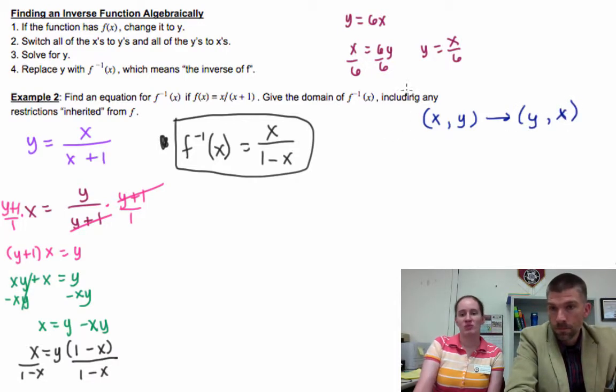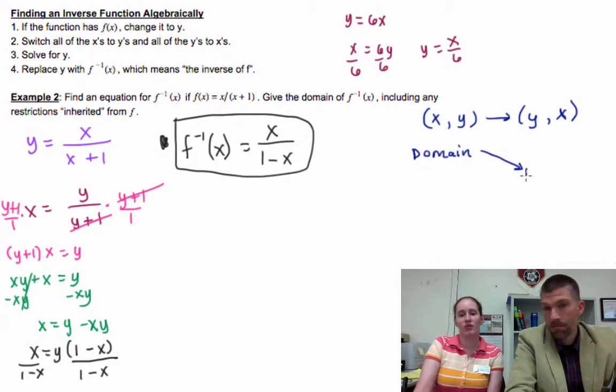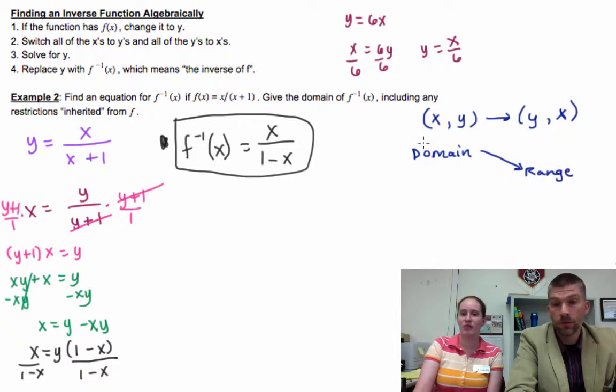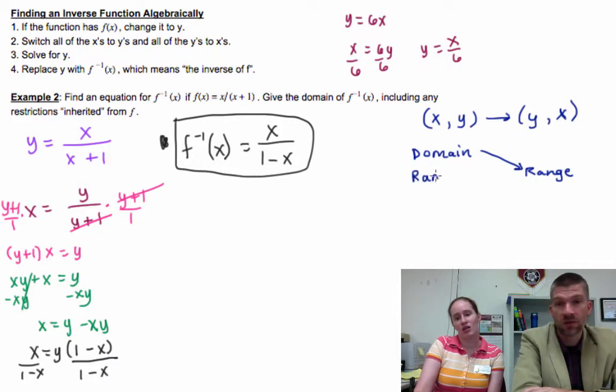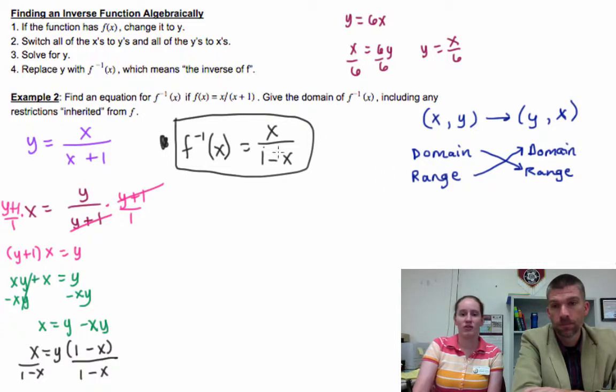Okay, so we switched our x and y, which means that the domain of our original function becomes the range of our inverse. Because the domain is the set of x values and it switches and becomes the set of y values. The range becomes the domain of the inverse. So what you do when you find the domain of your inverse is find the range of your original function.